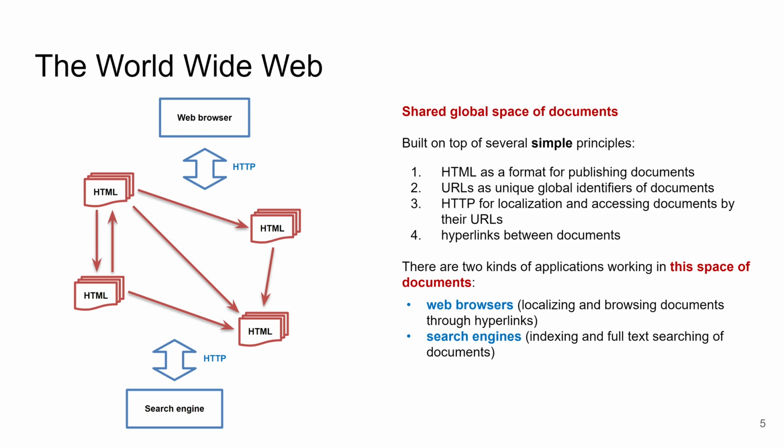And the third principle is there is HTTP protocol which can use the URLs to actually localize and access the documents. And once we get the documents, the fourth principle says that there are hyperlinks between documents. So there is a link from one document to another, and we can follow it if we want to get more information, and we don't have to follow it if we do not want to get more information.